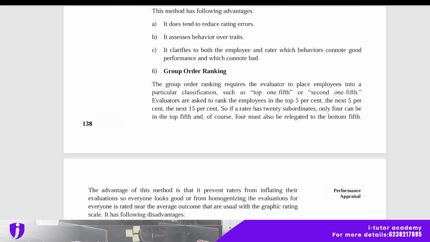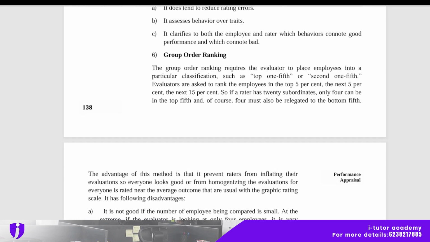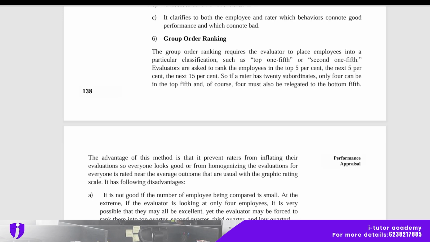And the group order ranking. The group order ranking requires the evaluator to place employees into a particular classification such as top one fifth or second one fifth. Evaluators are asked to rank the employees in the top 5%, the next 5%, the next 15%.